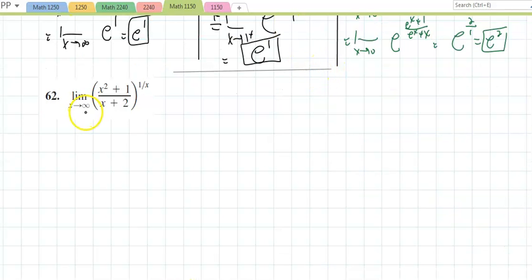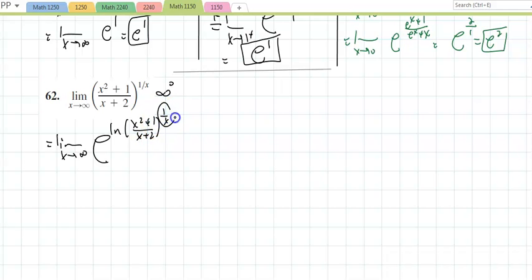And if I look at this, the limit as x approaches infinity, that's infinity raised to the 0 power, the same deal. That is the limit as x approaches infinity of e to the natural log of x squared plus 1 over x plus 2 raised to the 1 over x. Properties of logs, I can move that forward.